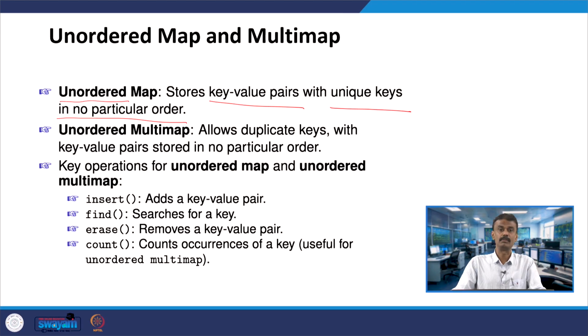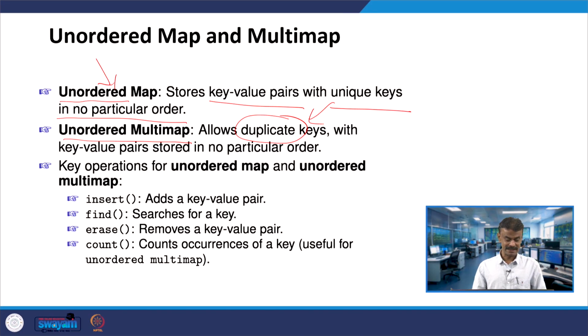Similarly, you have unordered multimap. This also allows duplicates, with key value pairs stored in no particular order, all right. In the previous case duplicate keys are not allowed, whereas in this multimap case, duplicate keys are also allowed.